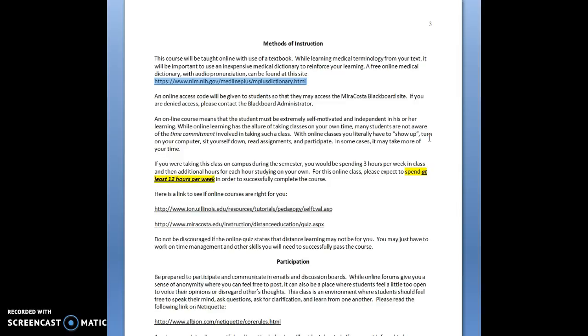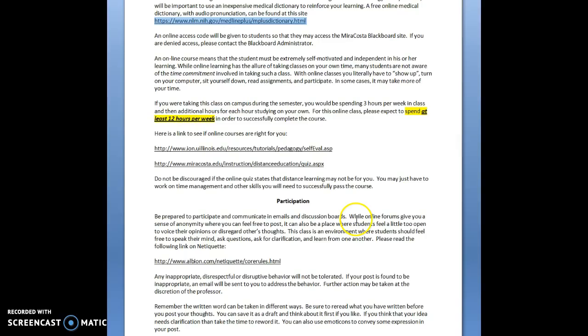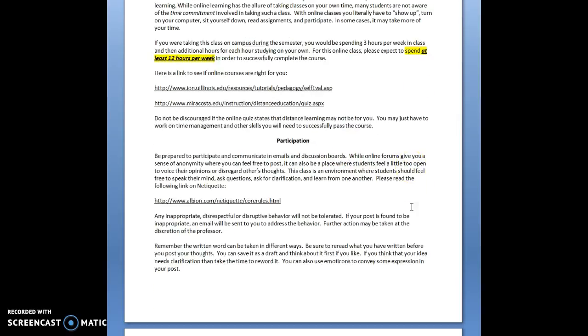So you can test your online readiness to see if your online course is right for you. If this is the first one you've ever done, this is going to be a heavy one. So here's some interesting sites that you can look at to see if this is what you think it's going to be. So participate and communicate with emails and discussion boards.